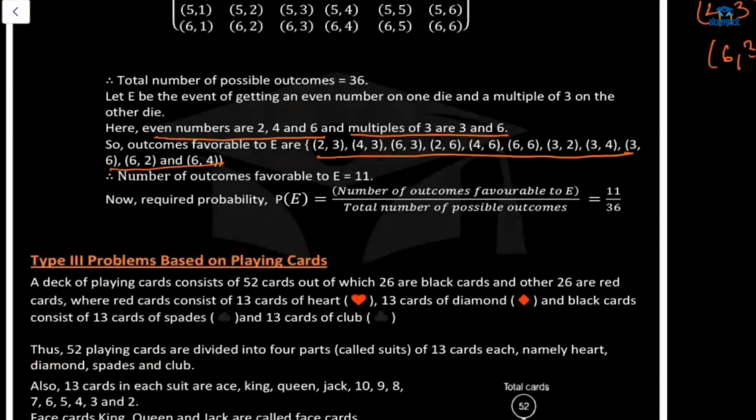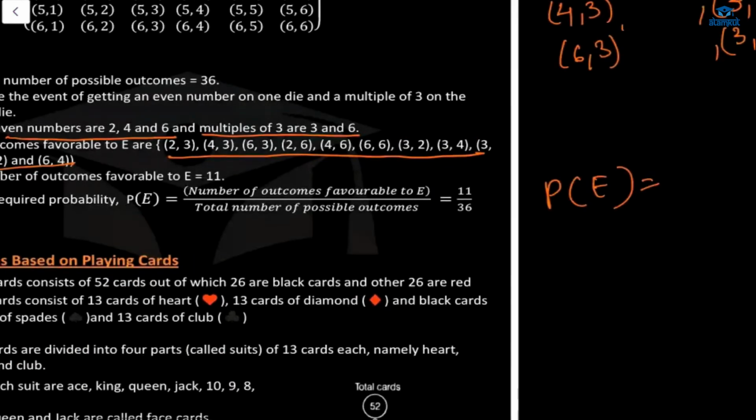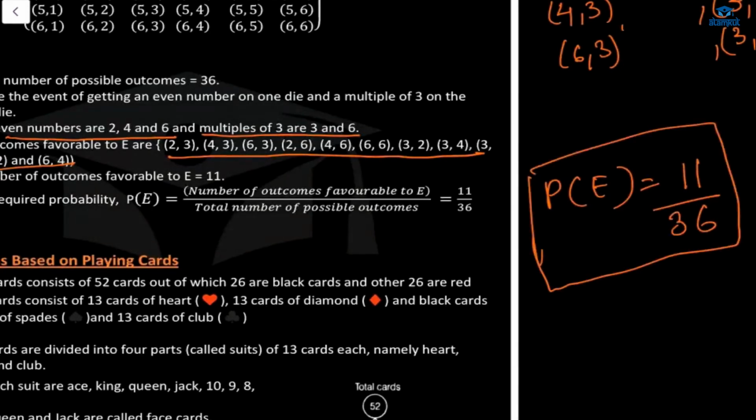So what will the probability be? P(E) will be 11, your favorable outcomes, over 36, your sample space. That is the possible outcome. So this is your probability of the event of getting an even number on one dice and a multiple of 3 on the other dice.